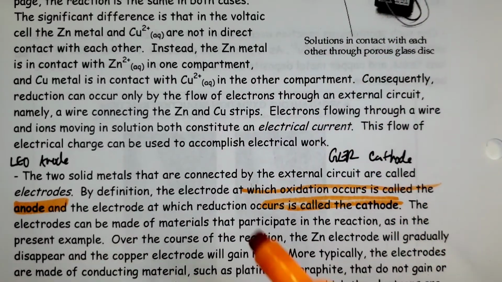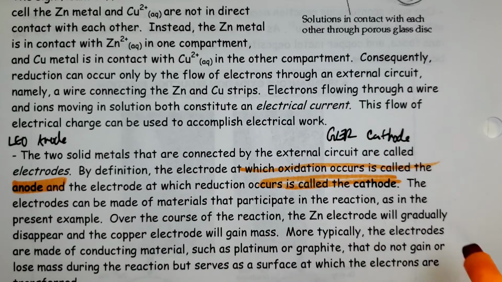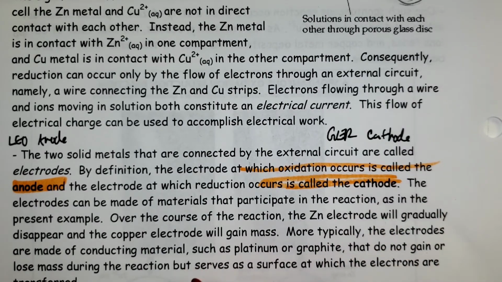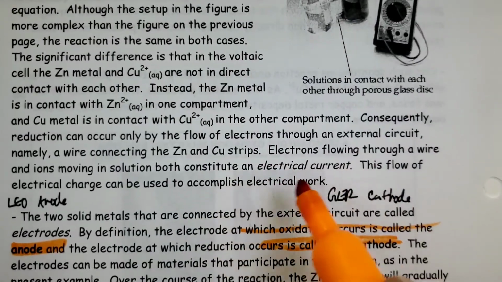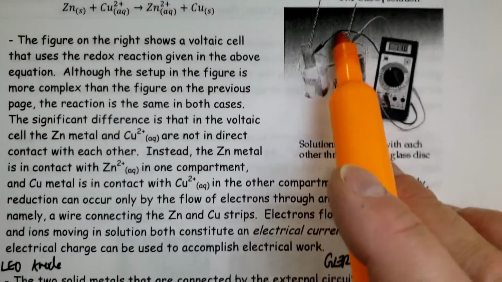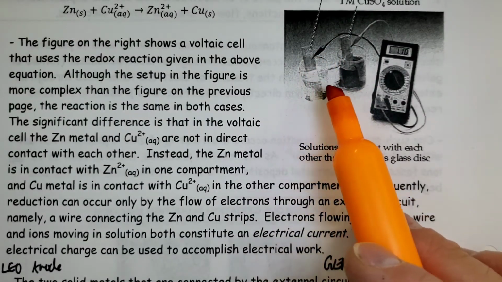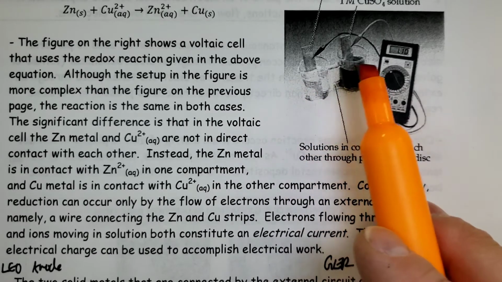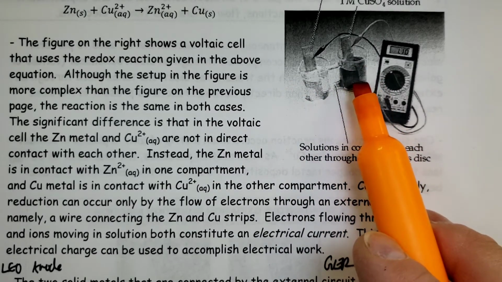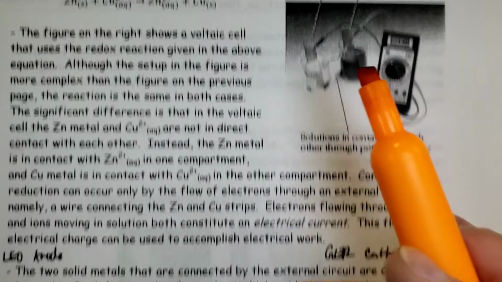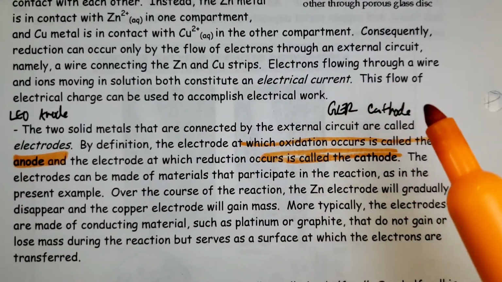this example. Over the course of the reaction, the zinc electrode will gradually disappear and the copper electrode will gain mass. Because remember, the zinc atoms are continuously breaking apart and turning into zinc ions, and the copper ions are taking in electrons and becoming solid copper.